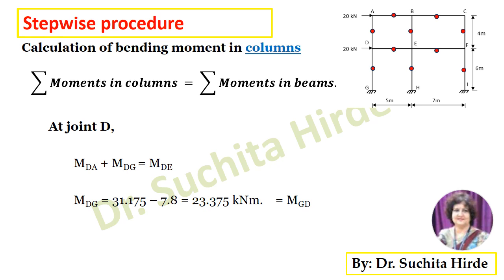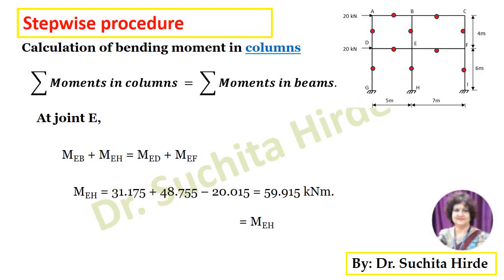Next, go to joint D. At joint D, there are two columns, DA and DG, and one beam DE. So we can write the equation MDA plus MDG is equal to MDE. So we get MDG is equal to 23.375 kilonewton meter. In this, we have already calculated MDA from the top story and the unknown is only MDG.